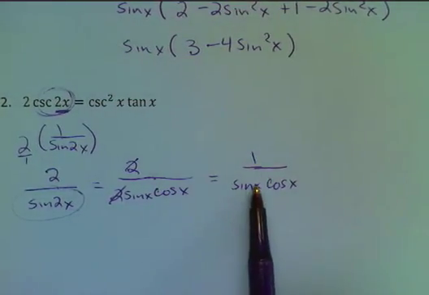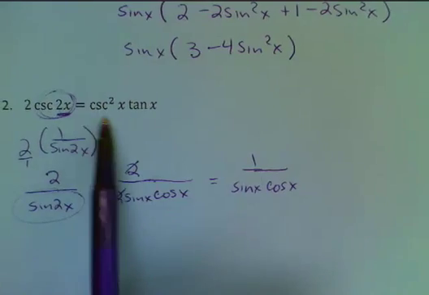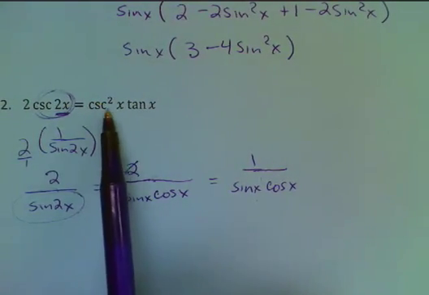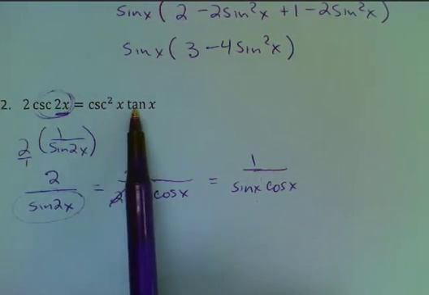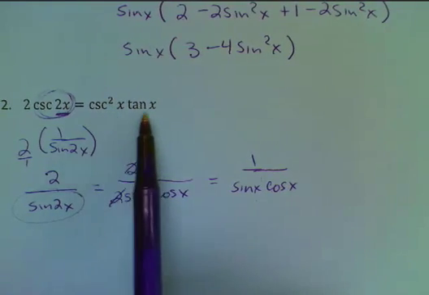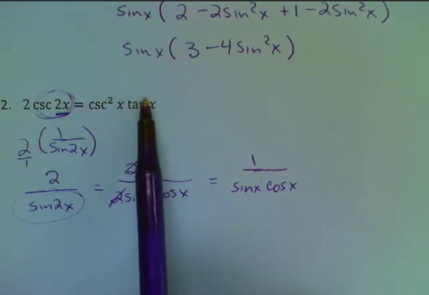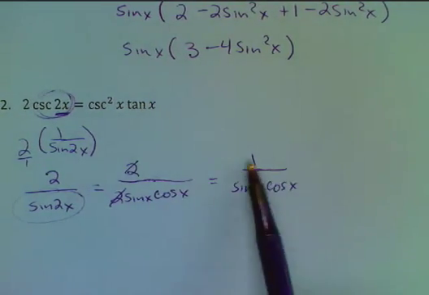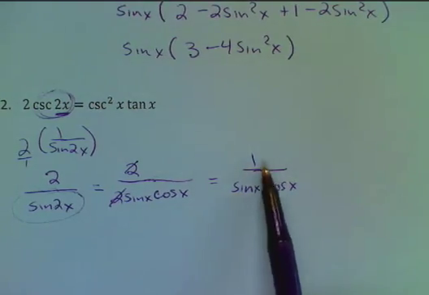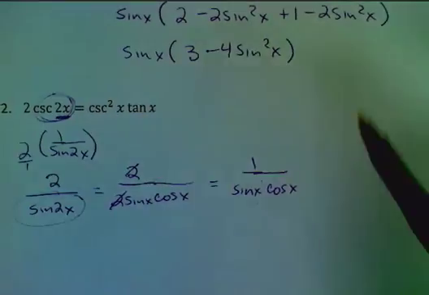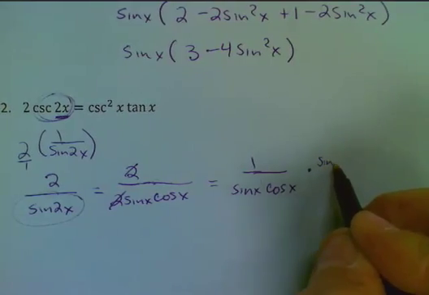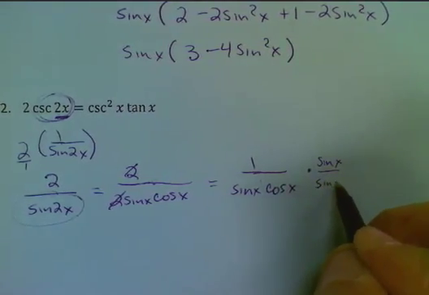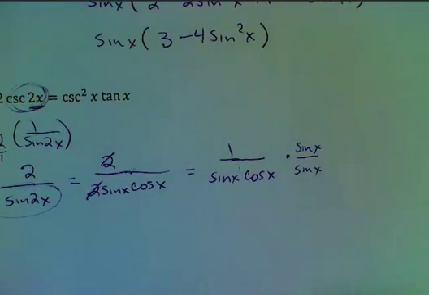So then I'm stumped at this point. I go back up to what I'm trying to prove. I want to prove that it equals the cosecant squared, which is 1 over the sine squared, times the tangent, which is sine over cosine. So if I look at this, this is where I'm at. If I want to get, let's say, sine over cosine, I need to multiply by sine x over sine x. I'm just multiplying by 1, so that's okay.